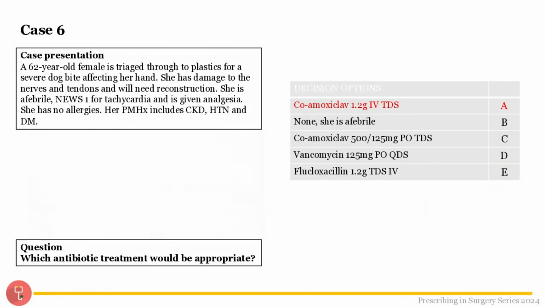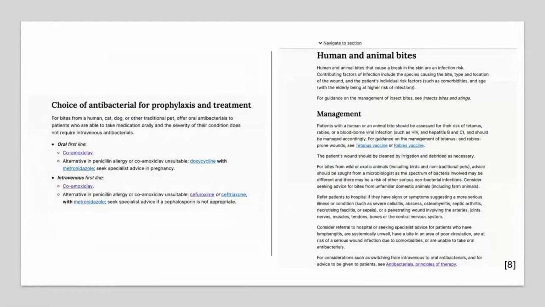And other things that you'd want to be considering with someone like this would be tetanus jabs and maybe rabies jabs as well. So just to be aware of that. And this is where it says, so we've all got to co-amoxiclav, but it does suggest co-amoxiclav under human and animal bites. And it gives you a bit of information there about which cases would require IV and which ones would require oral.